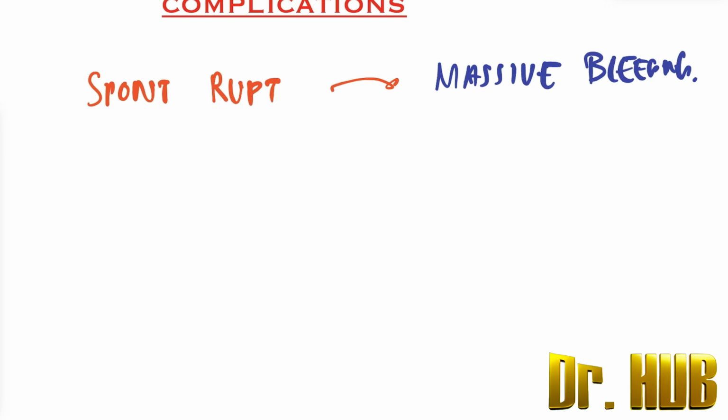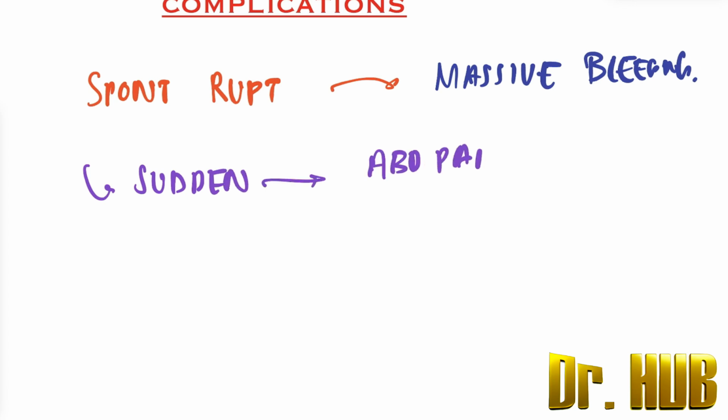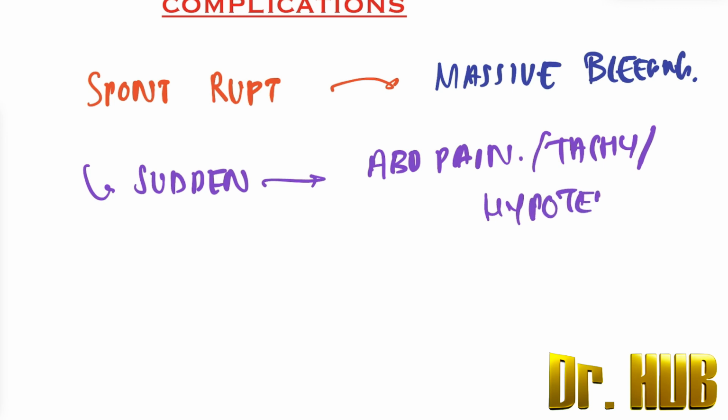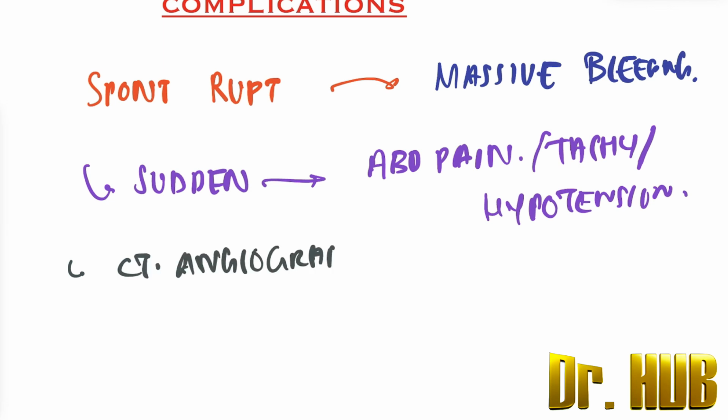Then the clinical manifestations include sudden onset of abdominal pain, and there may be tachycardia as well as the presence of hypotension. Next is CT angiography. CT angiography is the investigation of choice.